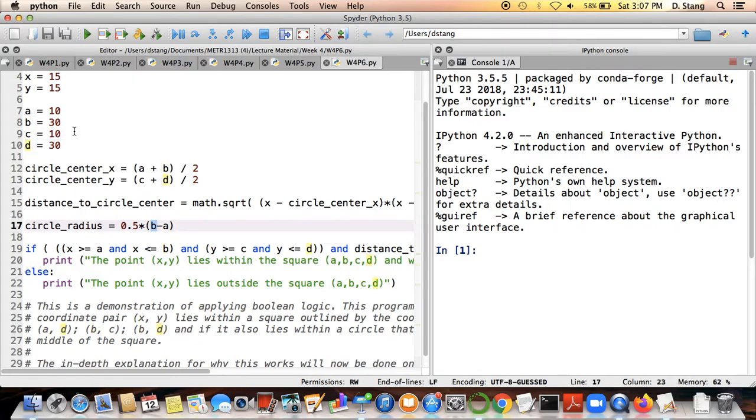So we take the difference, the rightmost extent minus the leftmost extent, get that number, which is the diameter. Again, we verified that using the diagram. Then we halve that value to get the radius.